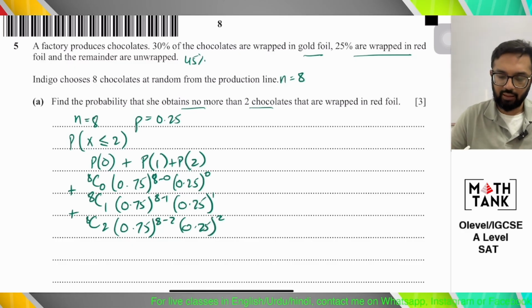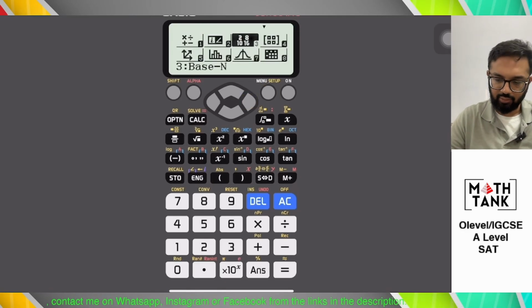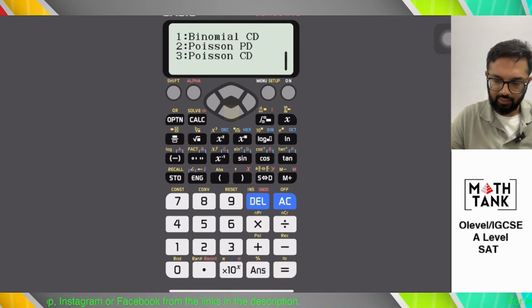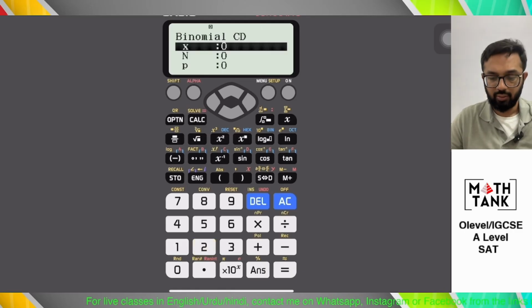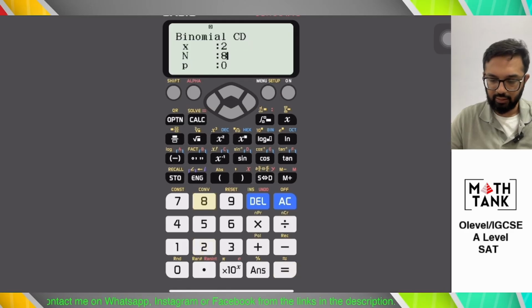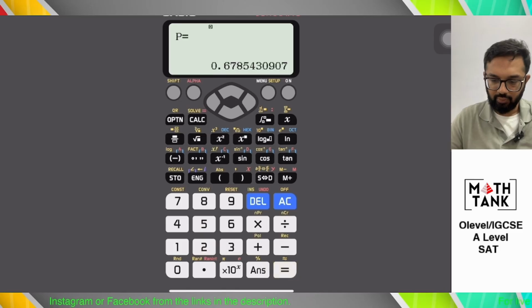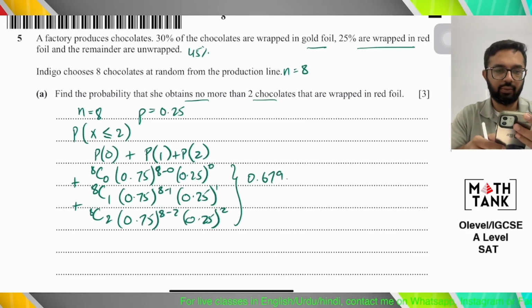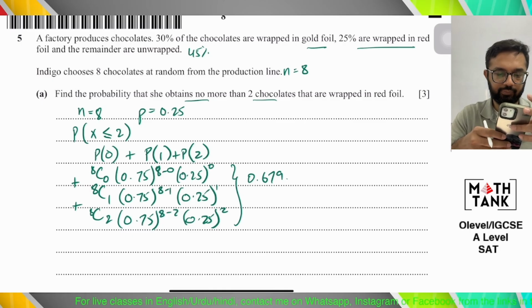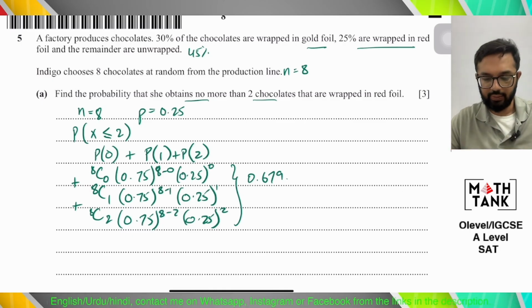I've shown you this before: on my calculator, go to menu, go to distribution, and since I have to accumulate, in this case I am going to say binomial CDF, with 1, 2, 4, 2, and 8, and it gives 0.679. Okay, I think that should be the correct answer. Let's see. Yep, that is the correct answer.